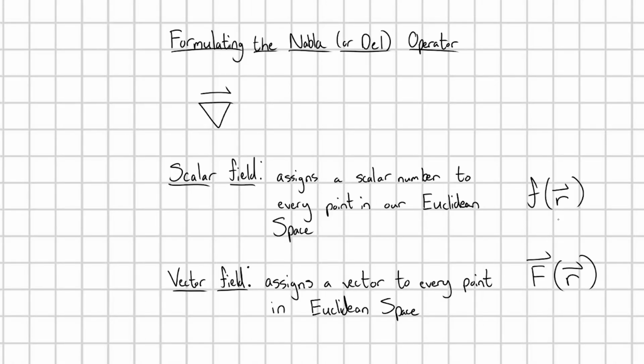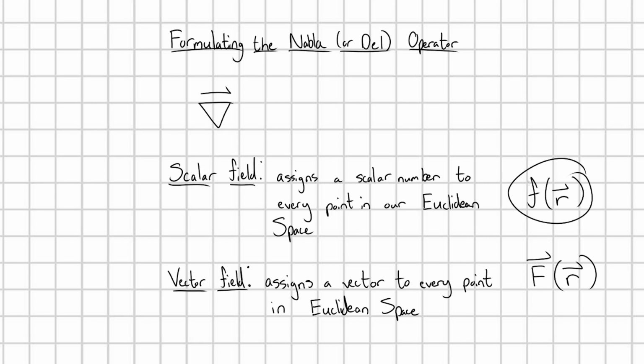I can't just introduce Nabla without talking about the notion of a scalar field and the notion of a vector field. Okay, so a scalar field, these are very easy to understand, right? A scalar field is simply a function that assigns a scalar number to every point in our Euclidean space, and a vector field just assigns a vector to every point in Euclidean space, right? And we can see that the notation here is very suggestive of that, right?